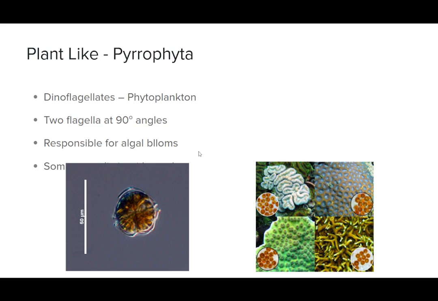Pyrrophyta. These are also phytoplankton, but instead they have two perpendicular flagella, and I can't find a picture of one, but it's okay. They can cause algal blooms, which may, and I mean may, deplete oxygen and produce toxins. So, not the best, but they're part of life and they exist. They impact marine life and potentially us.